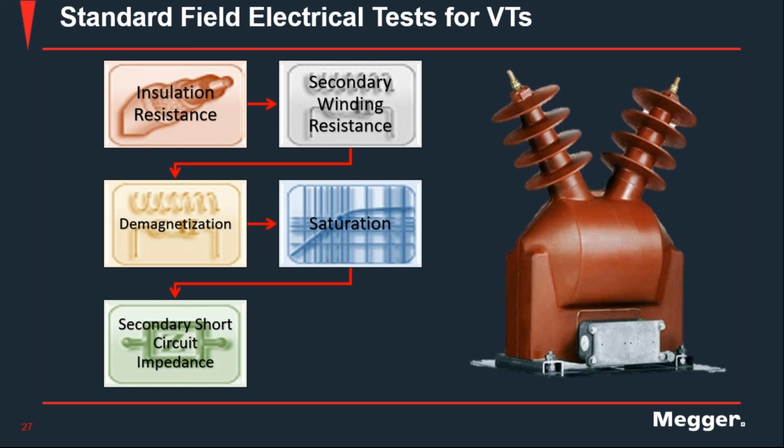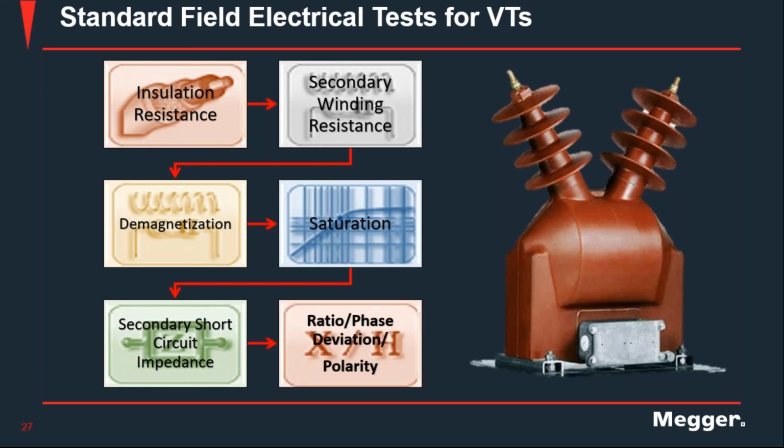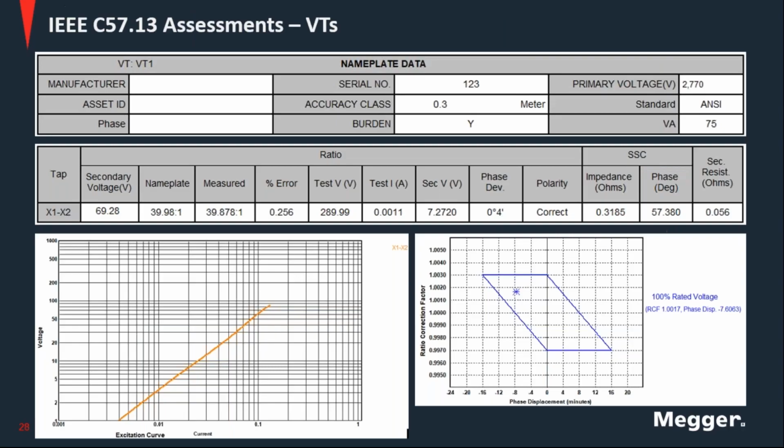But these two tests are required for the full assessment of the condition of the system. And then you have the ratio and the phase deviation, as well as the polarity, same as before. And with all of these sets of results, you get the same type of situation. You get your results in a table, and then you perform the assessment.